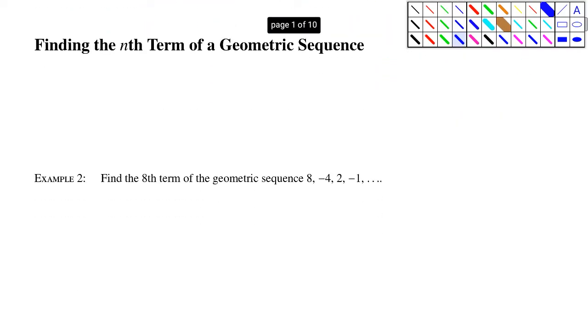The formula for finding the nth term of a geometric sequence is a sub n is equal to a sub 1 times r to the n minus 1. So again, it's sort of similar to the previous result about arithmetic sequences, where we had n minus 1 times d. This time we have the n minus 1 serving as the exponent.